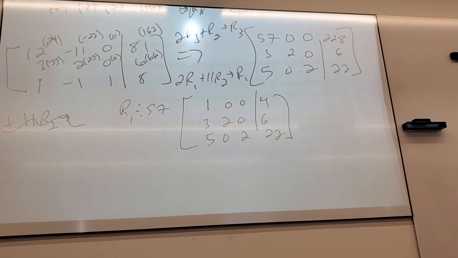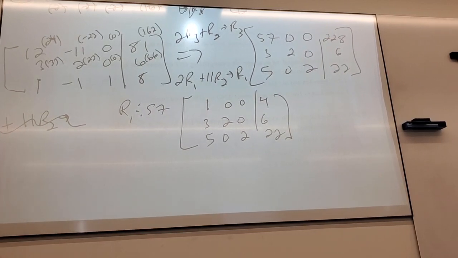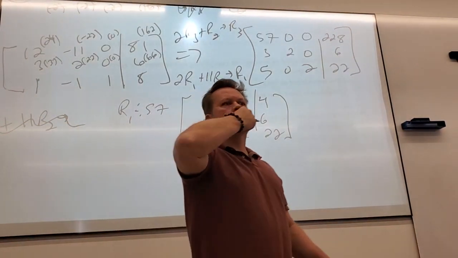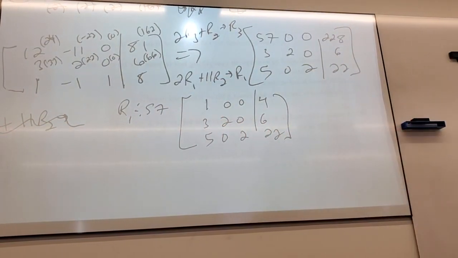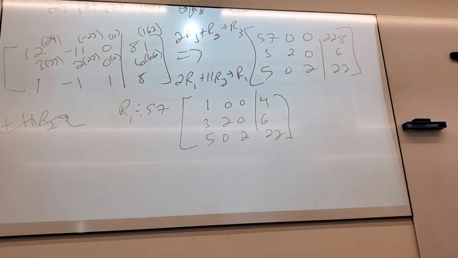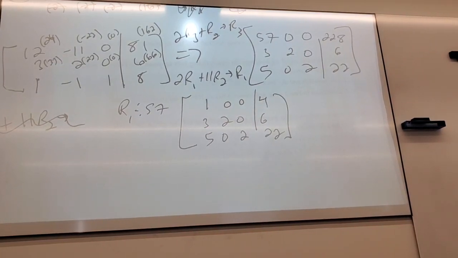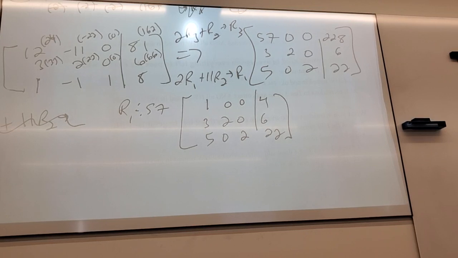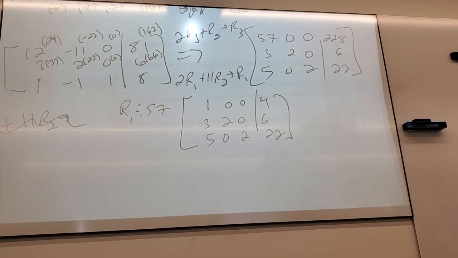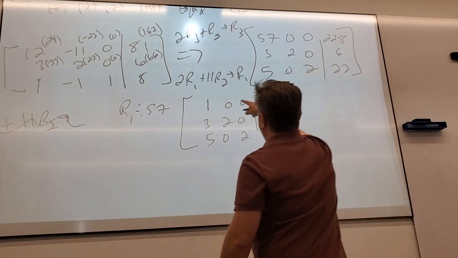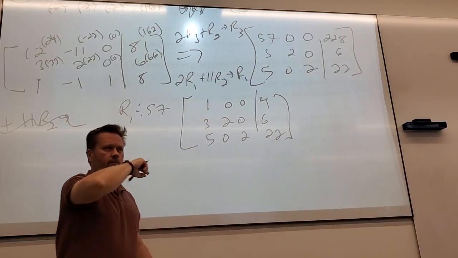Does the middle column have zeros in the right place? My goal is 1, 0, 0, 0, 1, 0, 0, 0, 1. So does the middle column have zeros in the right place? Yes, good. So I'm done with the middle column. I know it's not a 1. I don't care, because at the end I could divide by whatever it is, just like we just did. That wasn't a 1, it was a 57. But I divided by it, so now I got a 1 there.